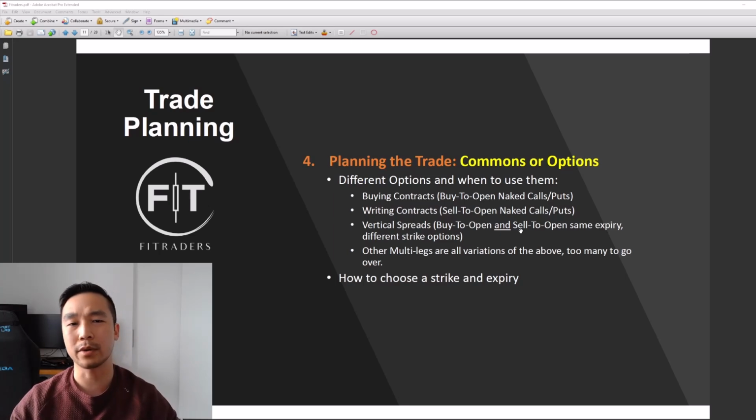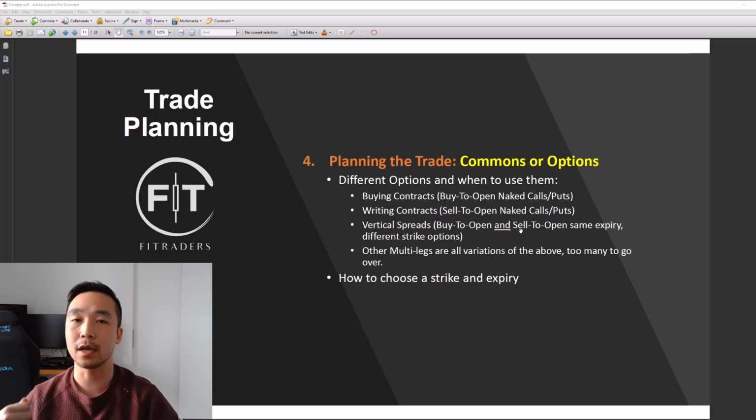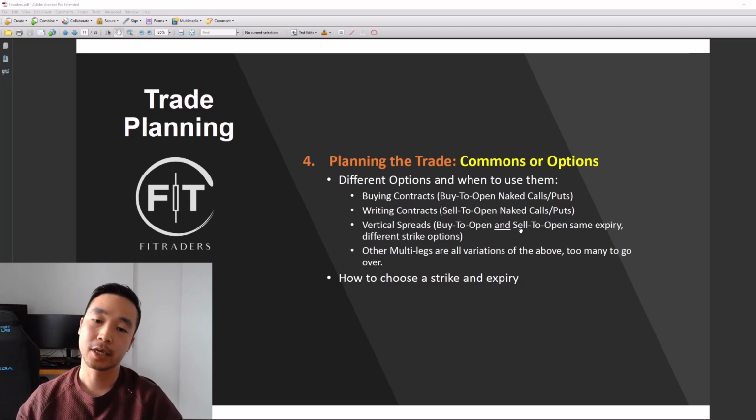So I would call buying a vertical spread more like flipping a coin. And if you want to learn more, I can't really explain all of the different multi-leg options here, but that's what I would compare it most to. You're capping your gains, but you're also putting up a lot less risk by buying a vertical spread.